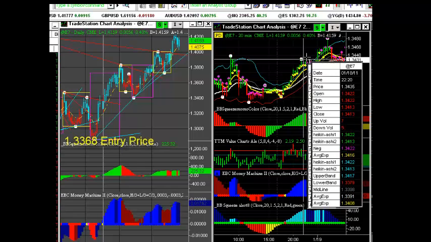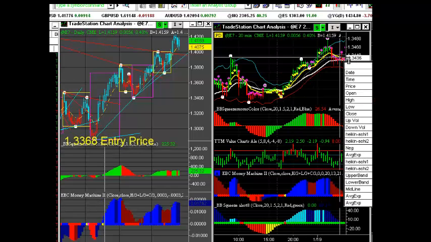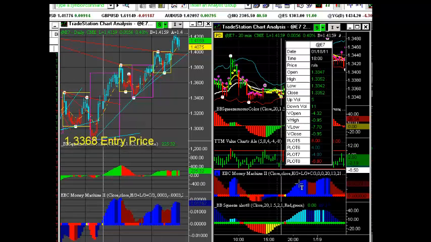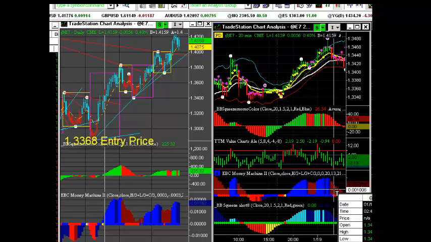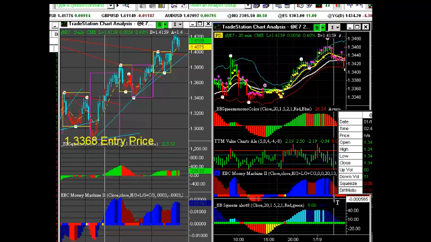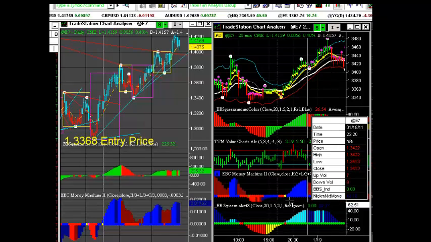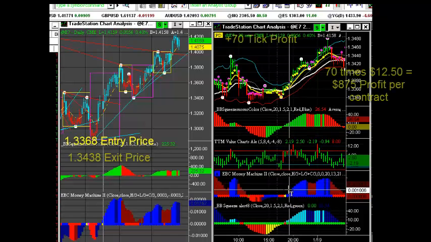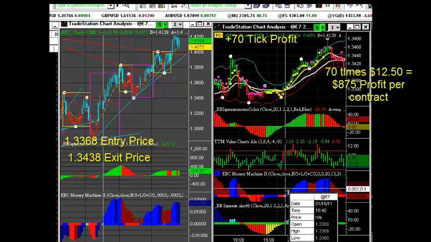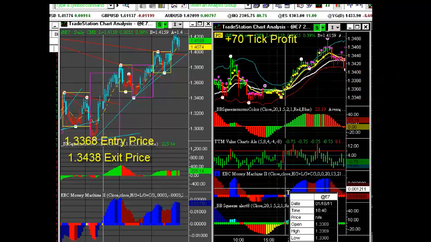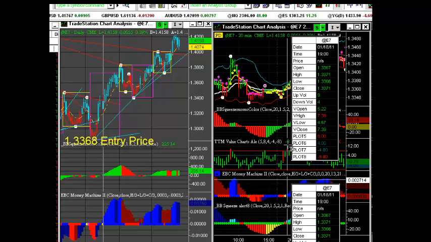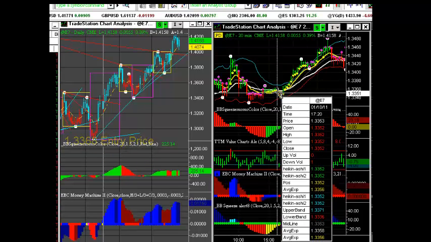1.3368. And before the money machine actually turned, giving a signal to get the heck out, was right here at the high of that bar, 1.3438. Over here, that was a move from 1.3367. So that's about 1,000 ticks. I mean, 100 ticks, right?